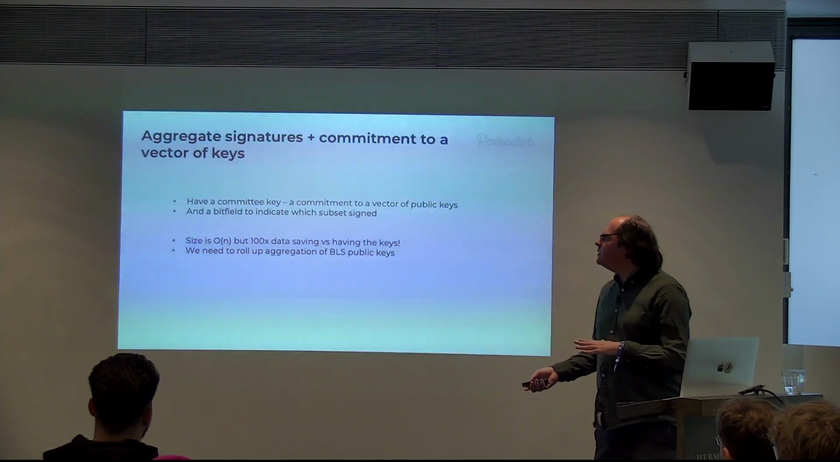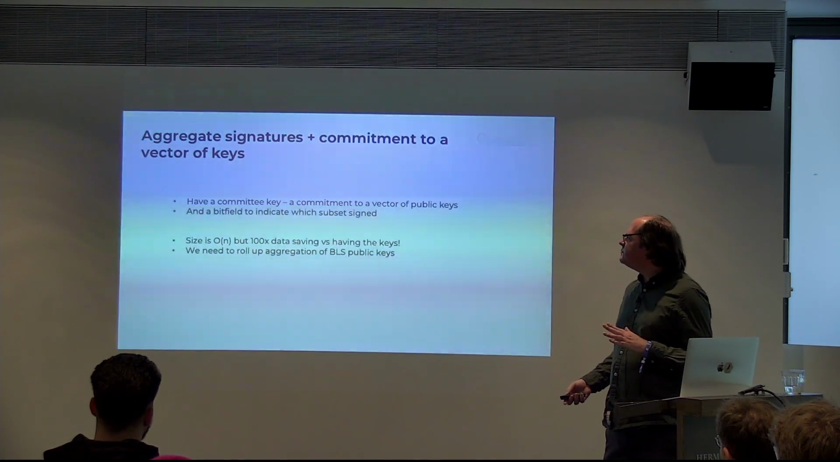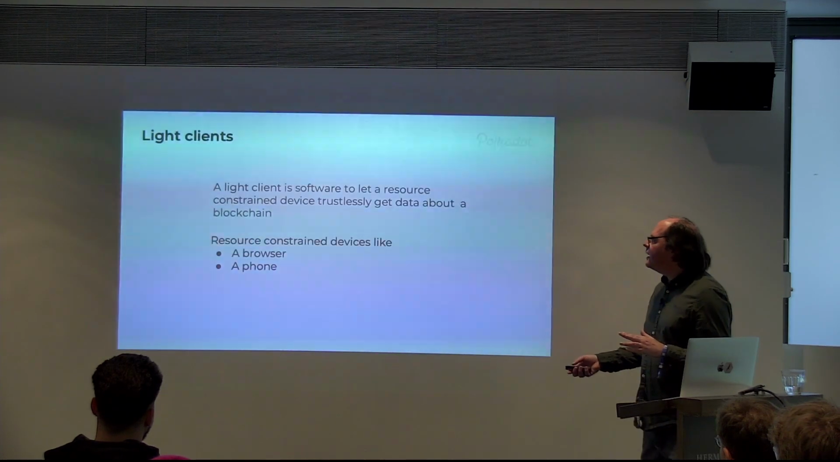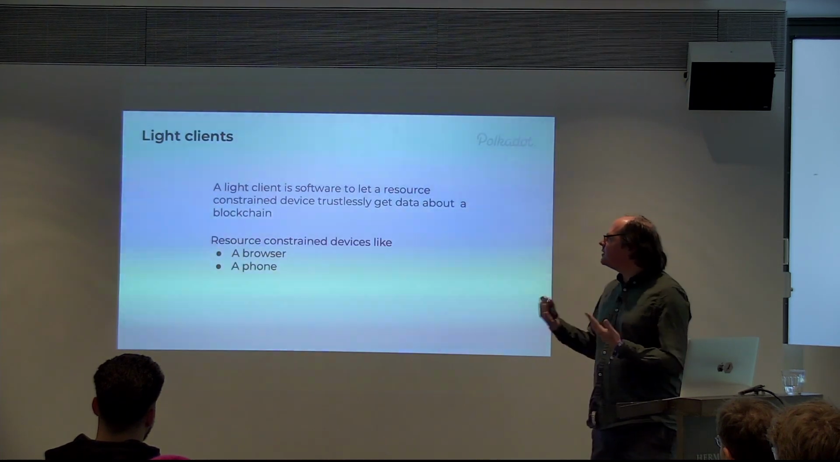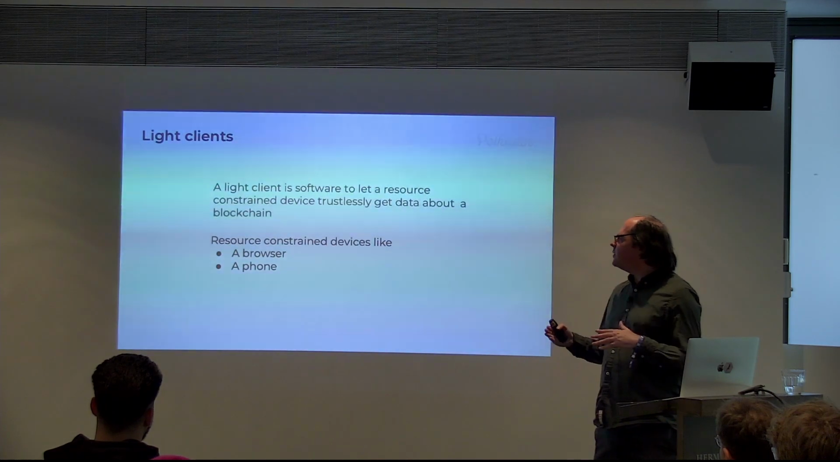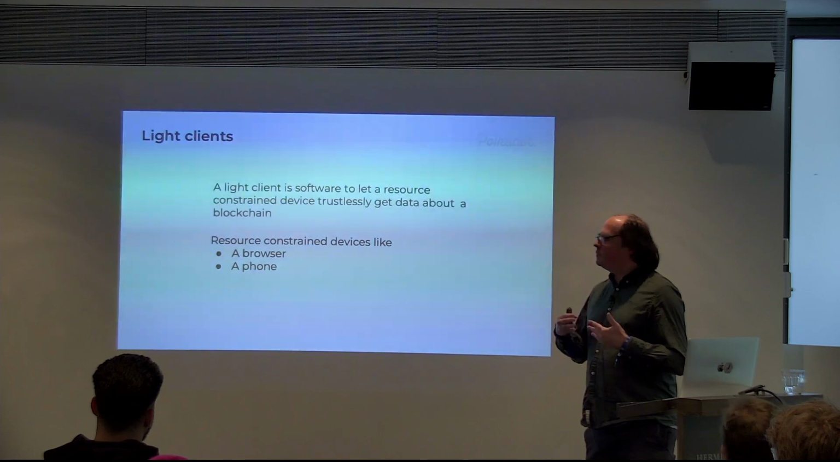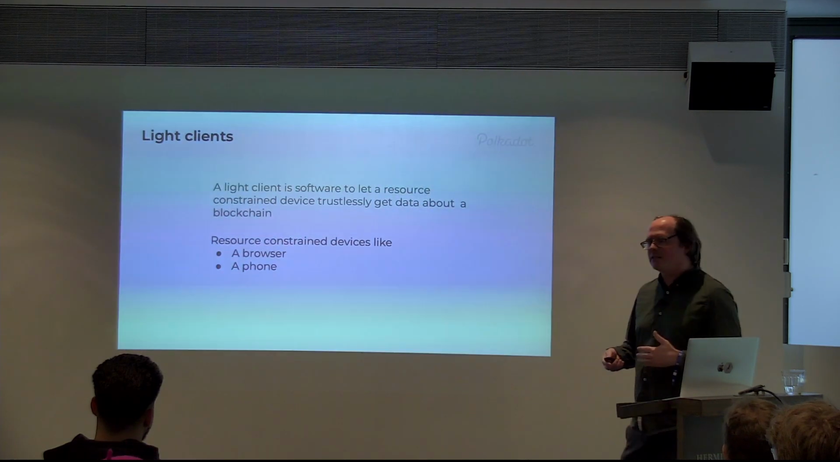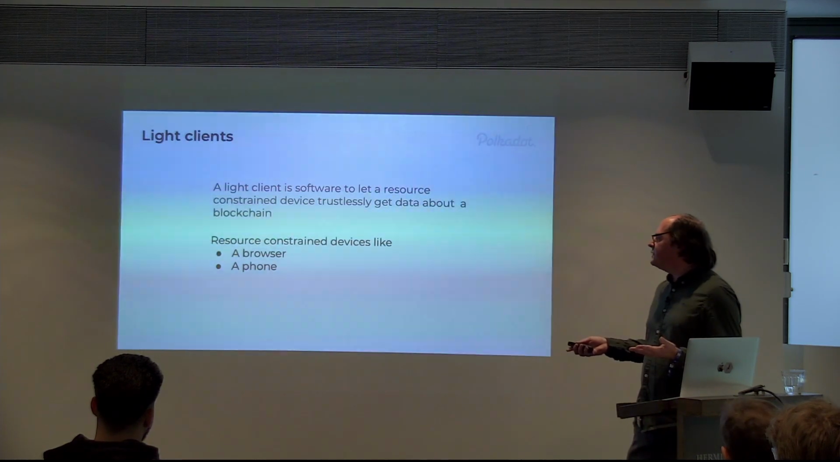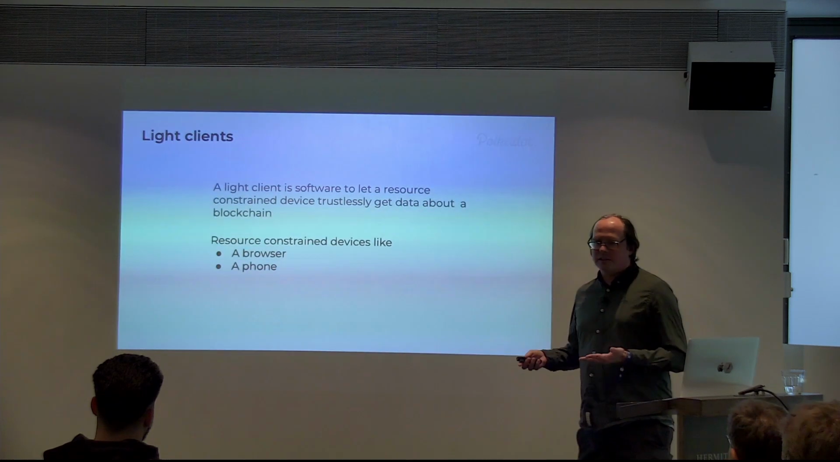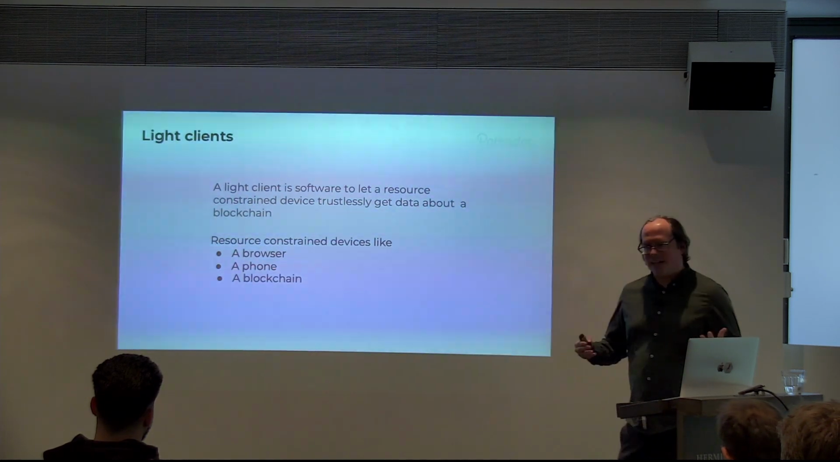So this is what we do. How do we use it? Why is this the thing to do? And how does this compare with what everyone else is doing? So a light client, as I said, is software to let a resource-constrained device verify what's going on in consensus in the blockchain. What resource-constrained device are we interested in? Well, a browser, a phone, or a blockchain.